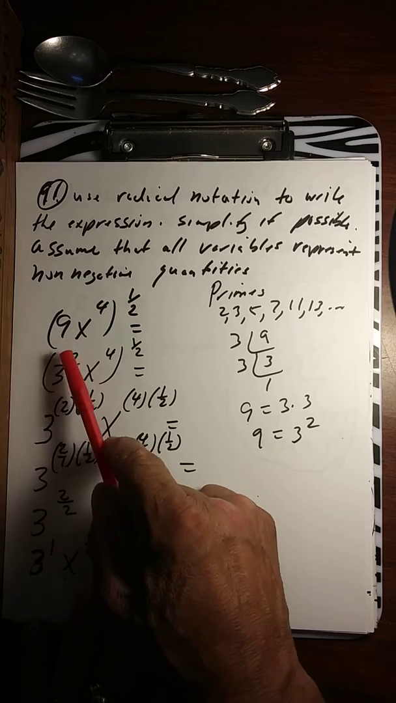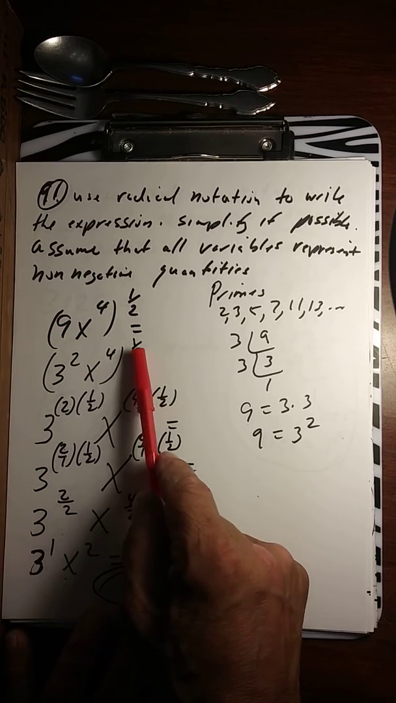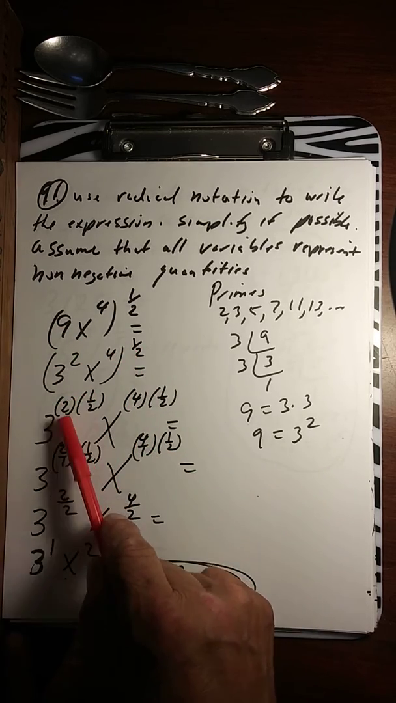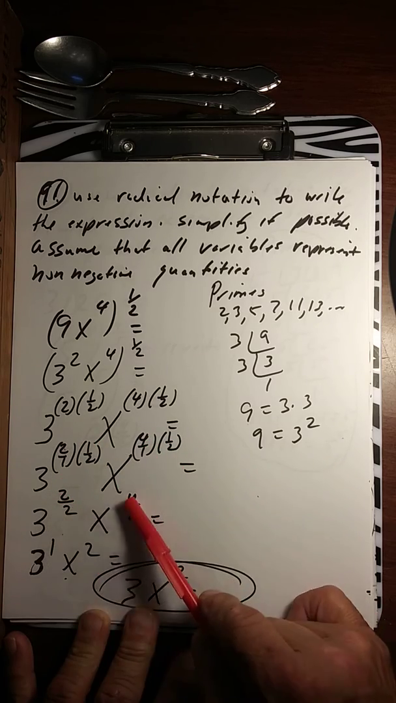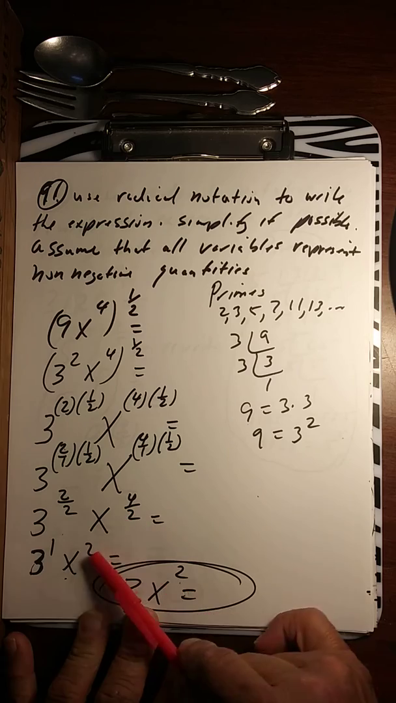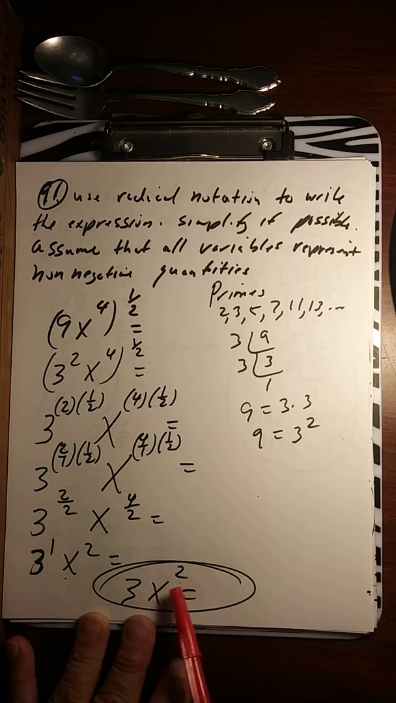Alright, so we write this. 3 squared, 3 and 3 is 9. And 1 half times that, 1 half times that. So that's going to be 2 over 1 times this, 4 over 1 times this. So that's going to be 2 over 2, 4 over 2. 2 over 2 is 1. This is going to be 2. 3 to 1 is 3, 3x squared.